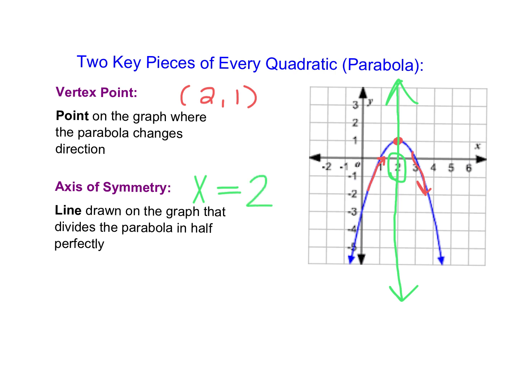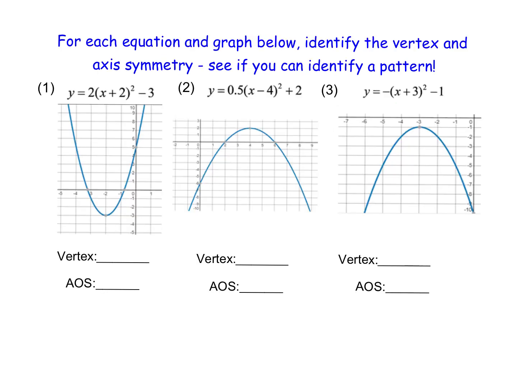So on every single parabola or quadratic function that we see, we're going to have an axis of symmetry as well as a vertex point where the graph changes direction. So let's practice identifying these key values for the equations that you see up above. So you can see here we have three different equations, we have three different graphs, and each has a different vertex and axis of symmetry. So let's take the time to identify them.